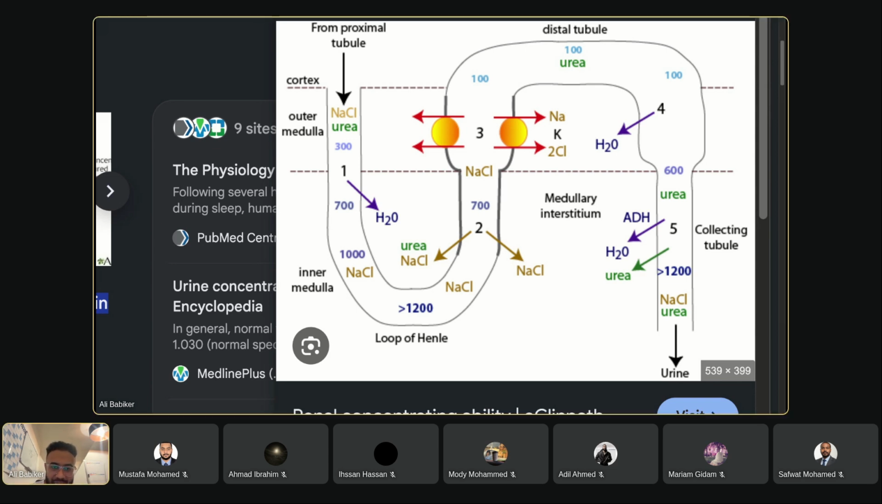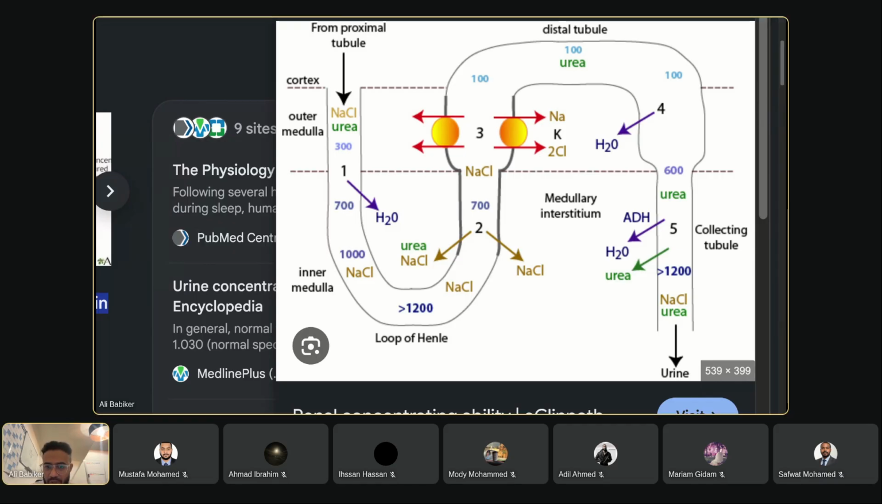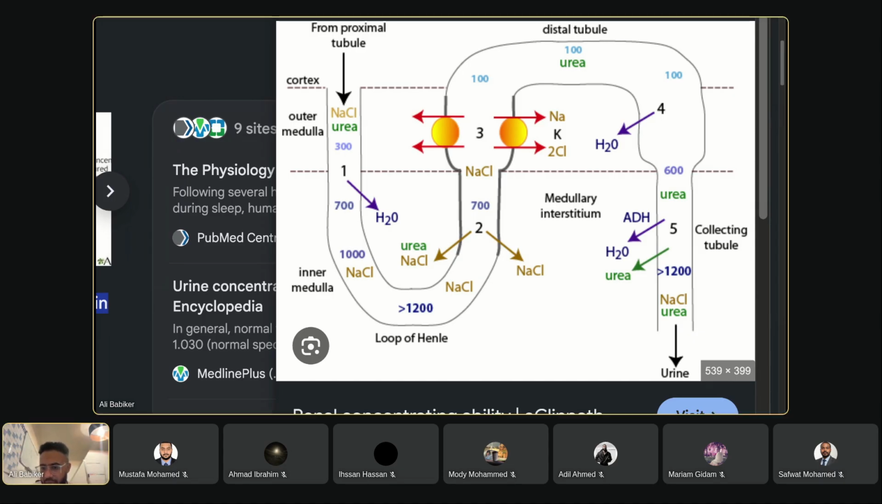If you can see here inside, this is the concentration. Do you see? Urea 300, 700, 100, sodium. So if someone asks you, what is the most concentrated filtrate, you will say in the middle of the loop of Henle here and in the collecting tubules. Why is it so concentrated here? Because it's going to leave now. It's going to become urine.